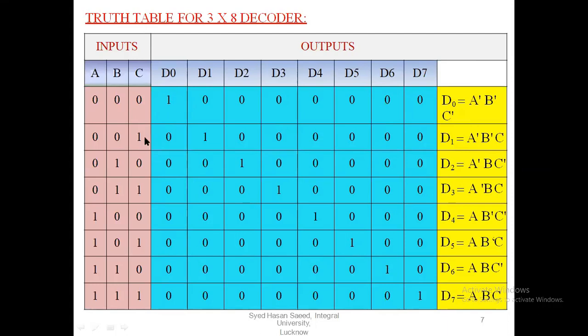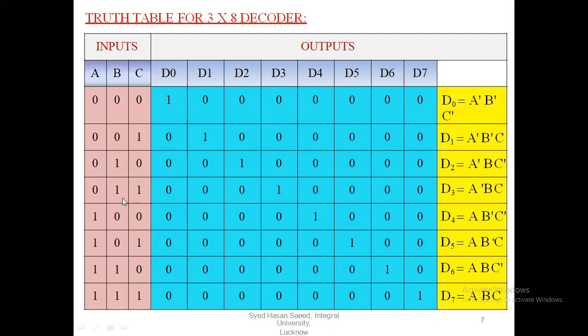Next D1. So at D1 only we have to place 1, because the value 001 is D1. Remaining all are zeros. So D1 is equal to A bar, B bar, C. That value is D1. And next one is 2. Only at D2 we have to place 1, remaining all outputs are 0. Then we get the output expression D2 is equal to A bar, B, C bar.